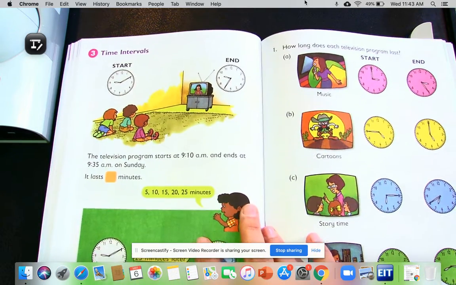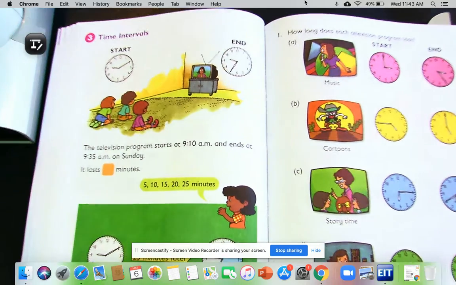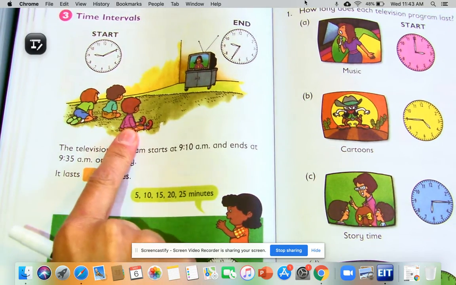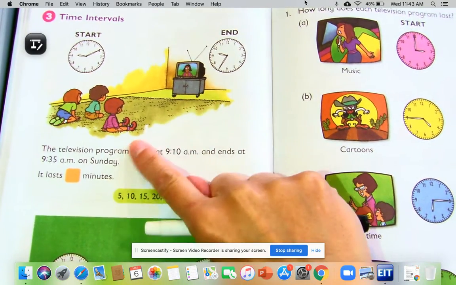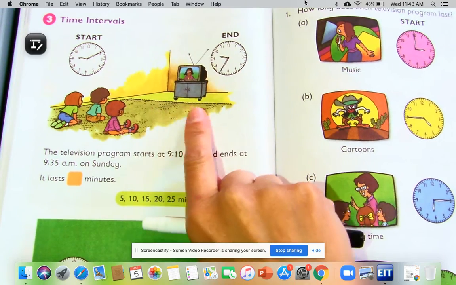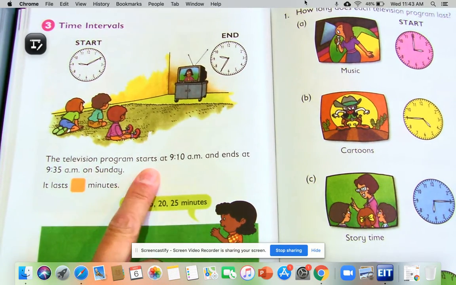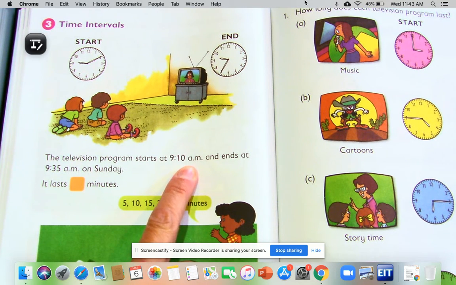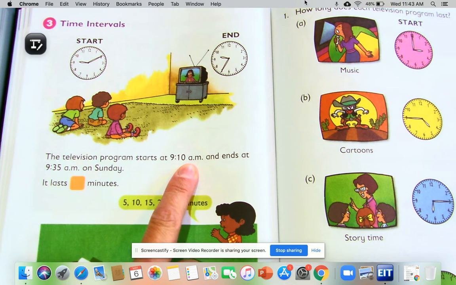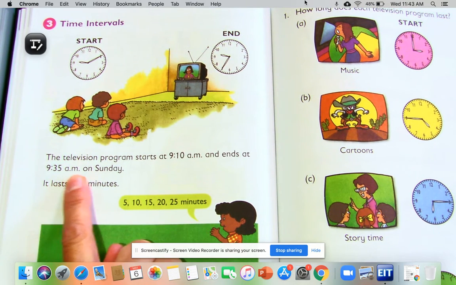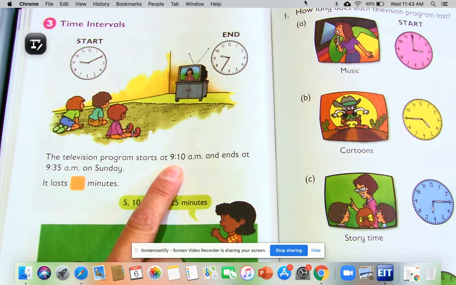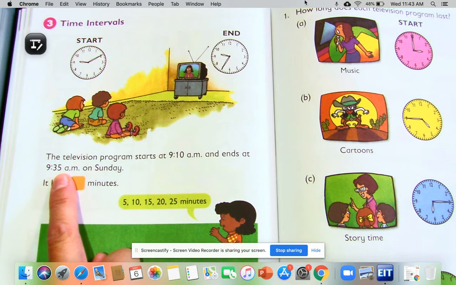All right, so let's take a look at this page. We have some kids here and they're watching TV. And we've got some nice green carpet in their house. Okay, so it says the television program starts at 9:10 a.m. Ante meridiem, before noon, so this is in the morning time, and ends at 9:35 a.m. on Sunday. So they're watching a show. It starts at 9:10, 10 after 9, and it ends at 9:35. Oh, that would be 25 minutes to 10.